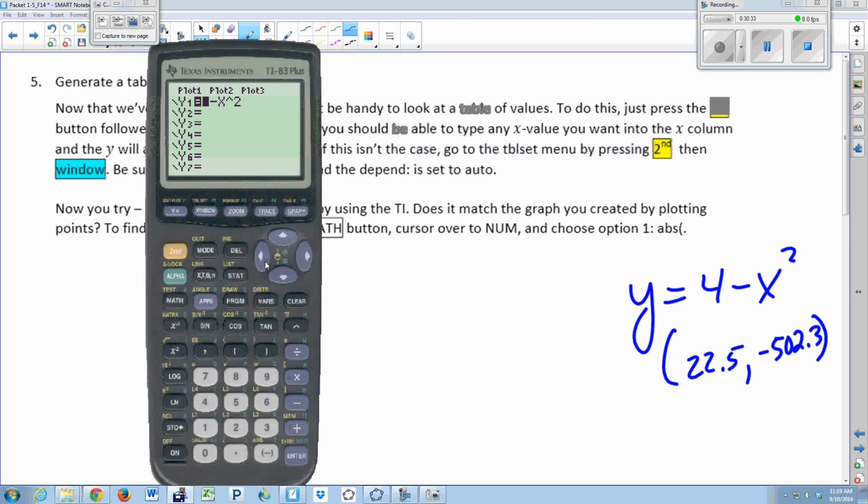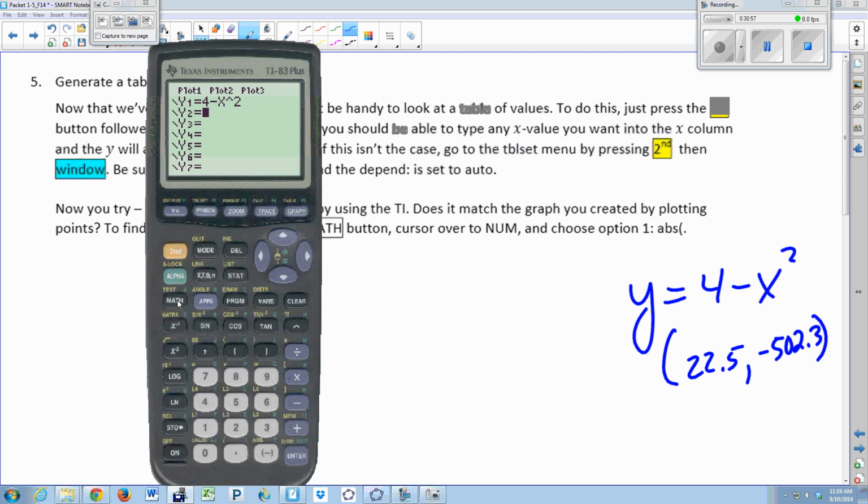So come back to your y equals button. And now we want to turn off this equation right here. So go right here, turn it off, just hit enter, and notice it no longer has a black box there. So just turn it off. And now how are we going to find the absolute value? You have to go to your math menu. Math is located right here, right below the alpha button, excuse me.